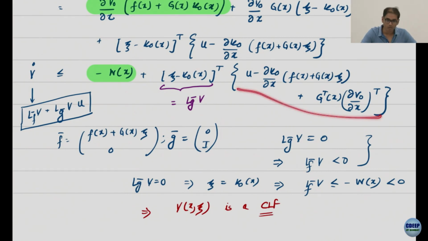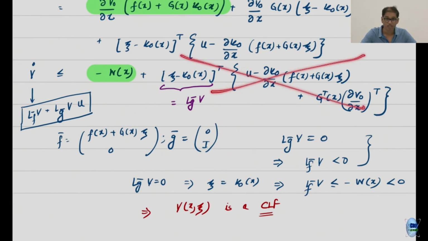So this expression you will make 0. Okay, so this entire thing is gone. Great. Does that make V dot negative definite? I ask again, is V dot negative definite?